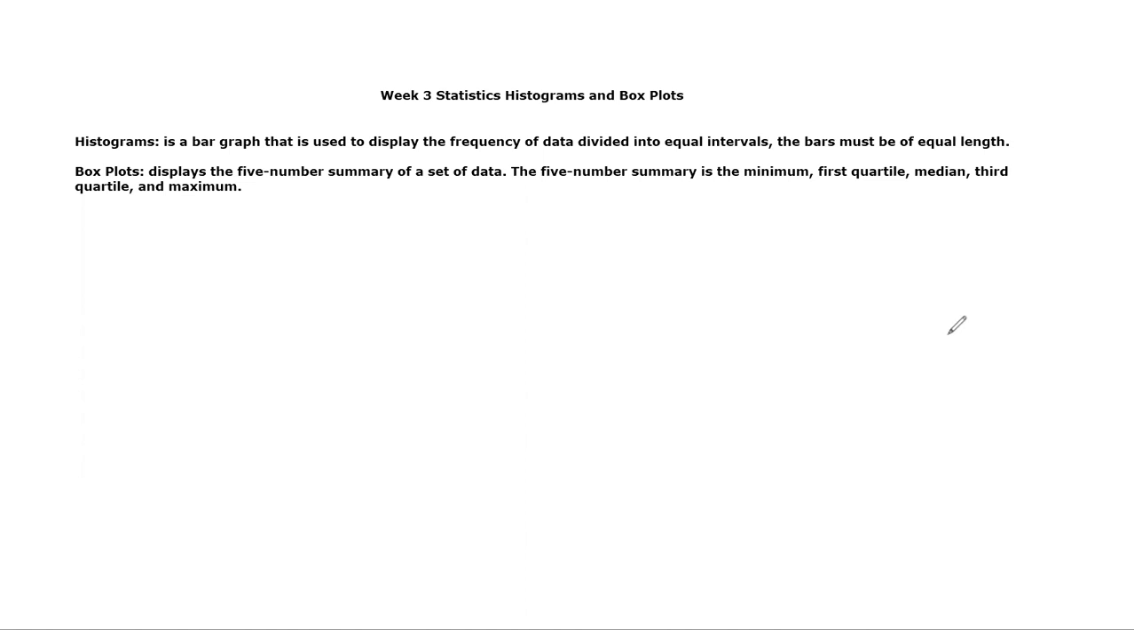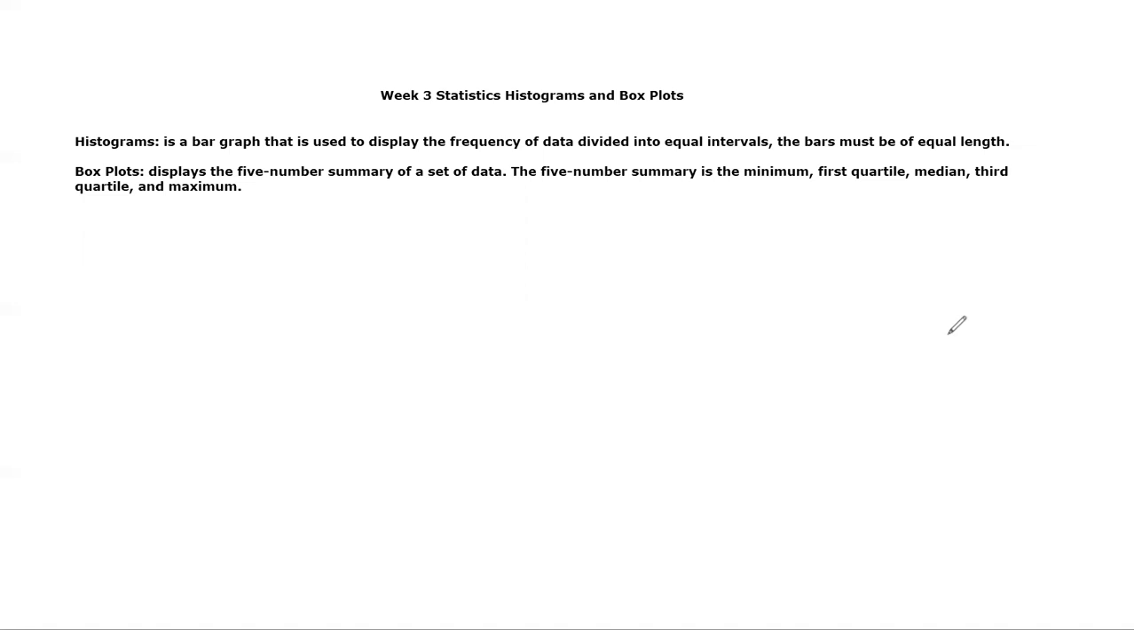So I have some vocabulary as usual. A histogram is just a bar graph that is used to display the frequency of data divided into equal intervals. The bars must be of equal length. The intervals I'm referring to are just groups, the bars in the bar graph. However, histograms are not bar graphs. Bar graphs are typically used to describe and compare categories of things. Histograms are used primarily to display information that is continuous, that leads one to another.